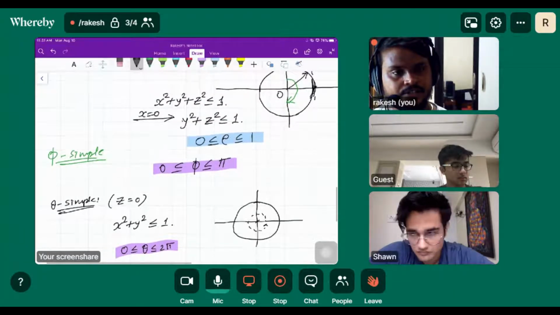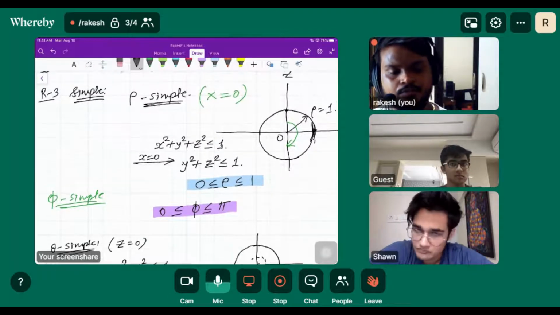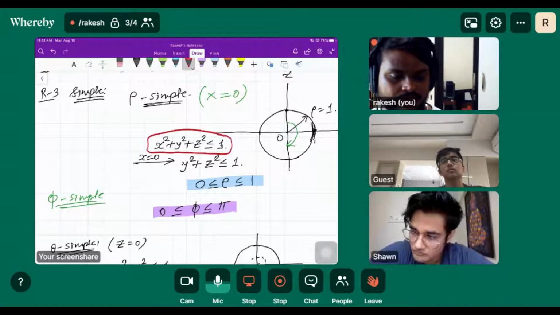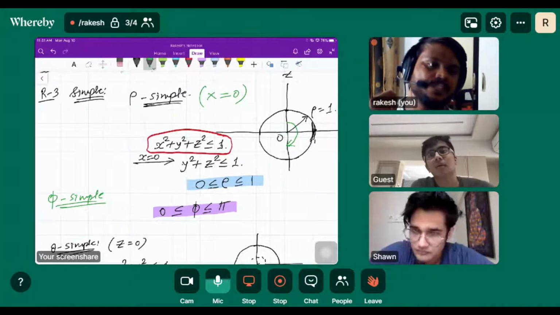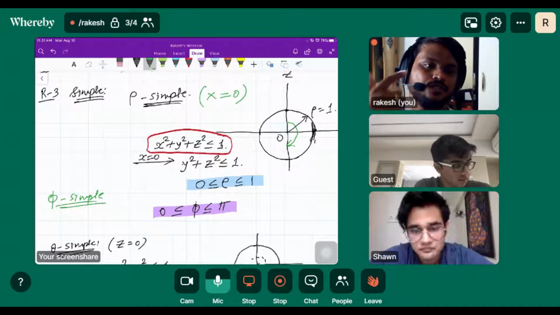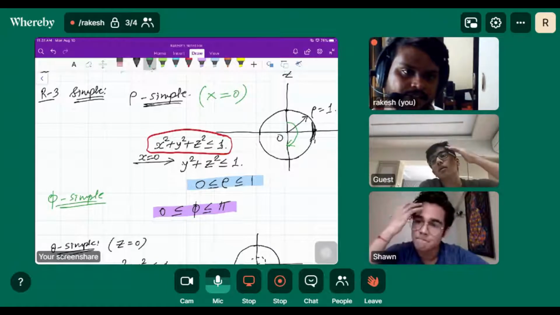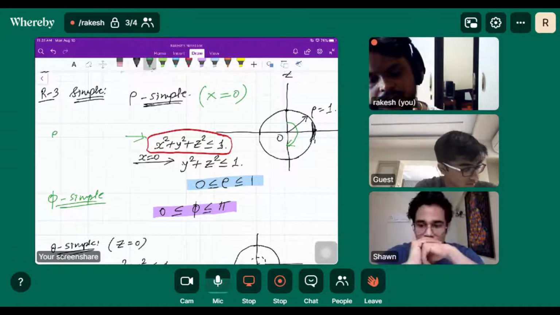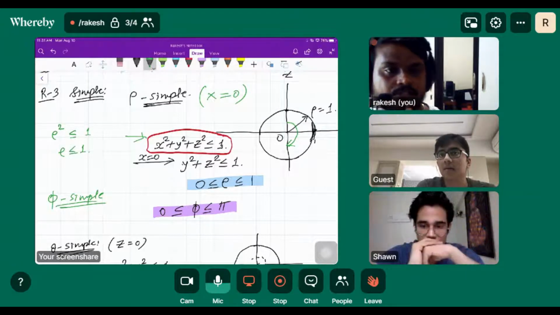Did you understand this? One more thing: if you want to find the limit for rho, you can directly use this equation to simplify, because we know that x square plus y square plus z square is nothing but rho square, right? So rho square is less than or equal to 1, so rho is less than or equal to 1.